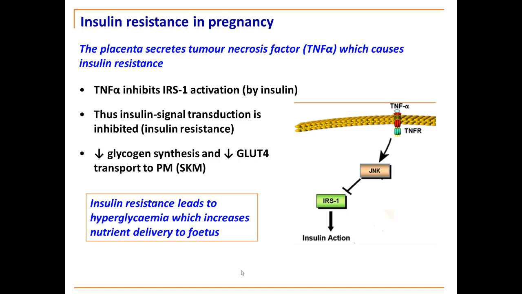But of course, tumor necrosis factor is produced by the placenta, but it's also produced by adipose tissue, which is why obesity has such a large role. So the more obese you are, the more tumor necrosis factor you produce. And therefore, the more tumor necrosis factor you produce, the greater the level of insulin resistance you get, and therefore the greater the amount of hyperglycemia you get, which can lead to gestational diabetes mellitus.